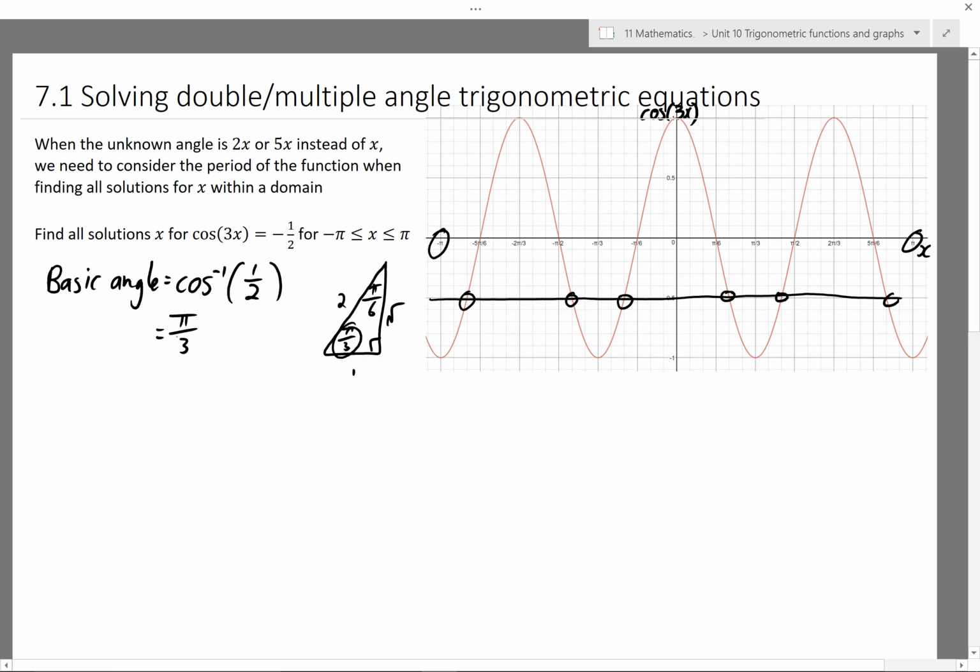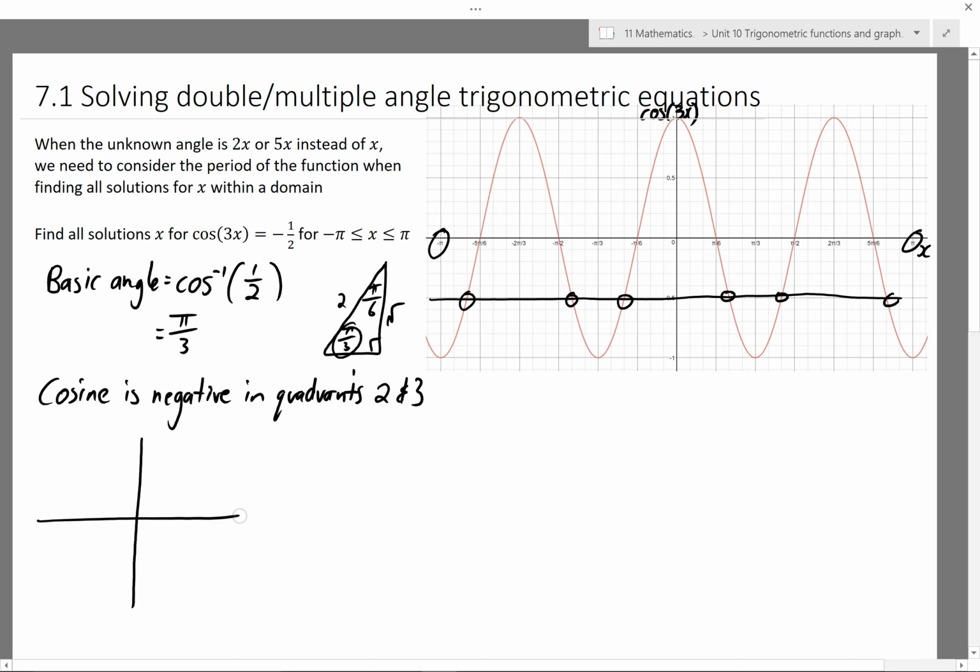That's my basic angle. I'm looking for where cosine is negative. So I'm going to state the quadrants where cosine is negative. From your CAST diagrams, you should know that it's negative in quadrants 2 and 3. So we can draw up our unit circle diagram, and in quadrants 2 and 3, we're going to mark an angle of pi on 3 radians to generate some solutions. Here's 0 radians, here's pi radians. My two solutions are pi minus pi on 3, and pi plus pi on 3.